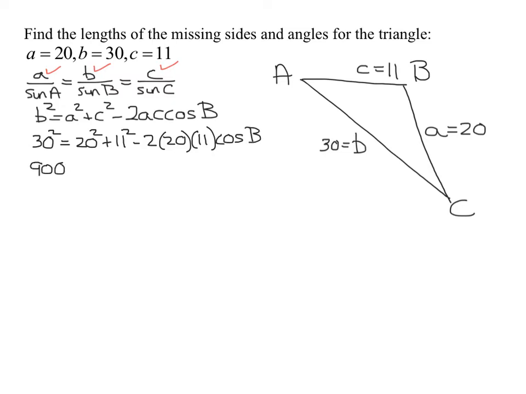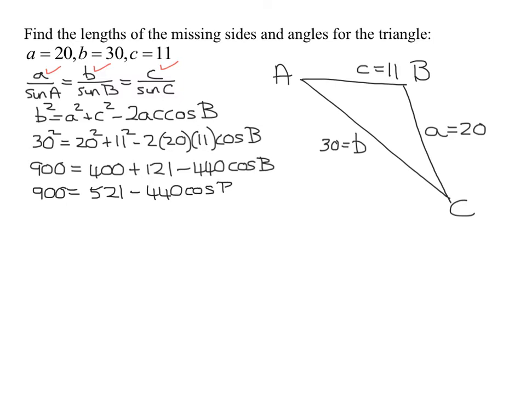So I have 900 equals 400 plus 121 minus 2 times 20 times 11 is 440 cosine B. Now be careful at this point. What a lot of students do is they add this to this to this. We can't add negative 440 to these because it's attached to the cosine of B. So I'm going to combine my 400 and 121. So I get 900 equals 521 minus 440 cosine B.